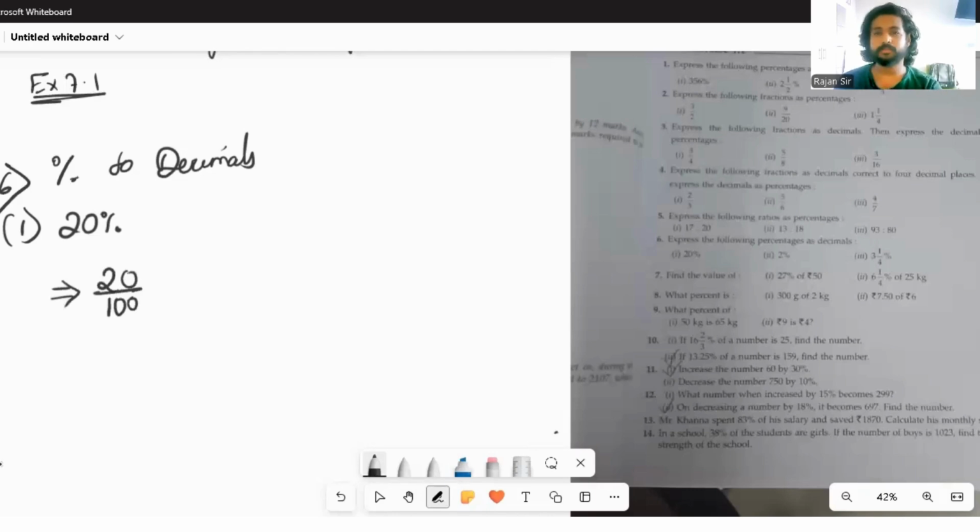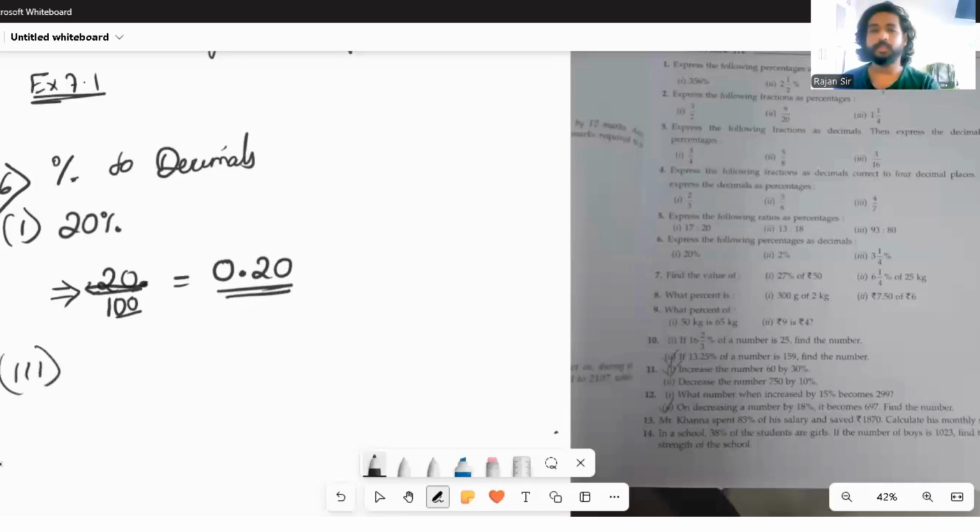Since you're dividing by 100 or 10 or 1000, let's say, you don't have to actually cut the answer. You can just take the point over here. Imagine a point over here, and since there are 2 zeros, you have to shift the point 2 places to the left. So that means it will be 0.20. That's your answer. Very simple. I'm sure you know this, but yeah, I'm just saying.